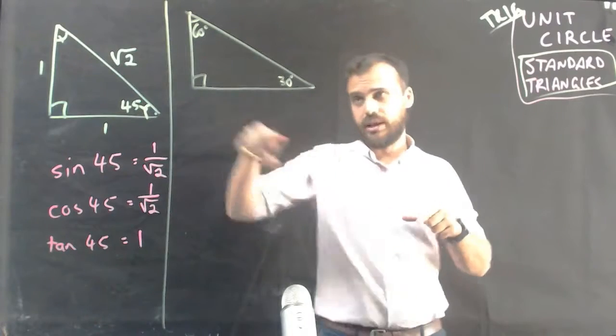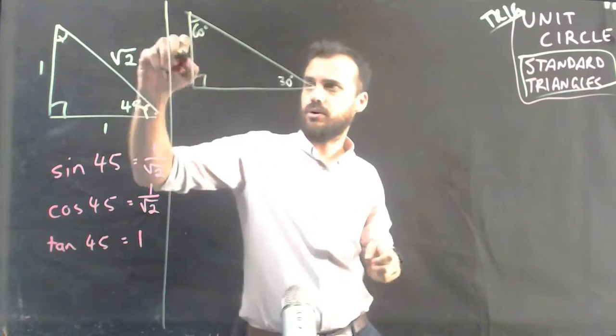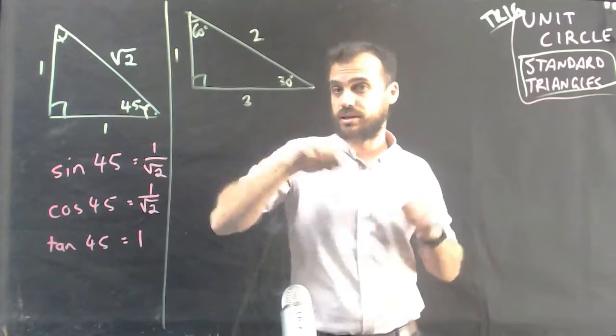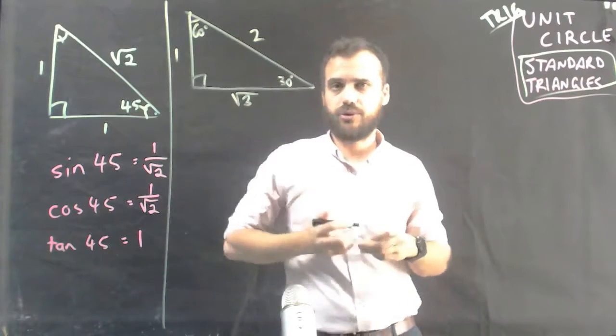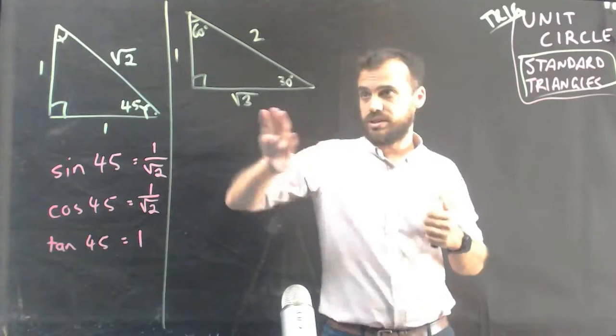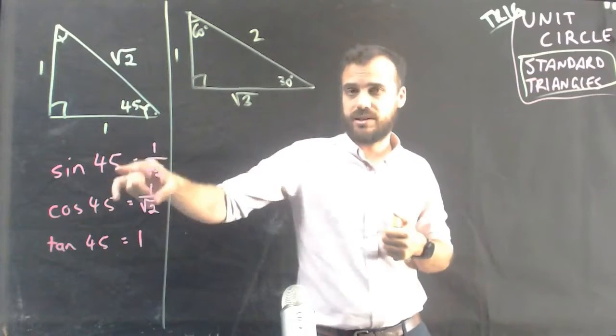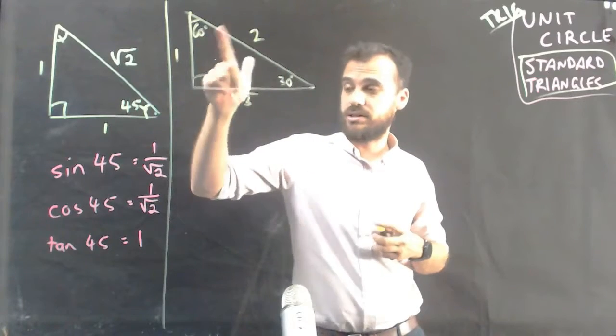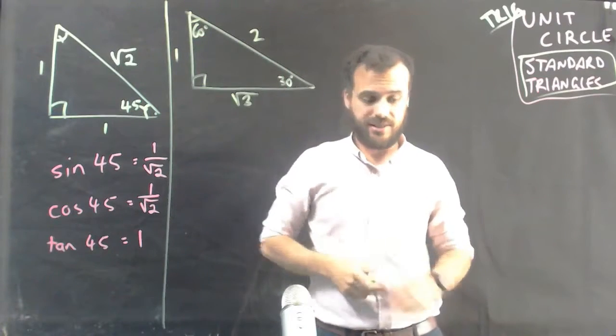And if you draw it like that, labeling the sides is going to be really simple. 1, 2, 3, but the 3 isn't a 3, it's a root 3. Now, using this triangle, we can come up with exact values for sine 30, cos 30, tan 30, and sine 60, cos 60, tan 60.